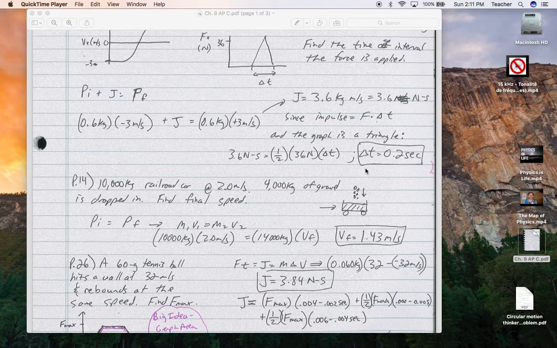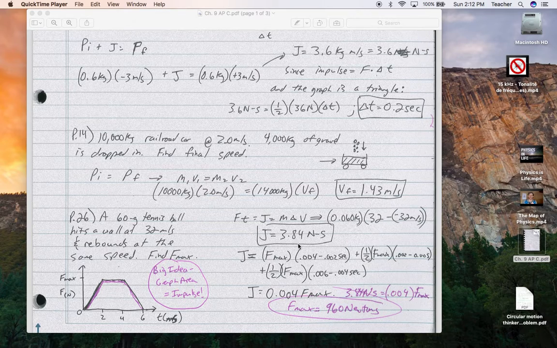Problem 14 I like because it's showing one of those cases where the momentum is conserved, but the mass will change. If the mass is changing, then the velocity or speed is also going to have to change. In this particular case, we have a 10,000 kilogram rail car moving at 2 meters per second. 4,000 kilograms of gravel is dropped in, I'm assuming from above, so there's no horizontal momentum because of that gravel. Because the mass increases from 10,000 to 14,000 kilograms, the velocity is going to decrease inversely proportional to that. So that goes from 2 to 1.43 meters per second.